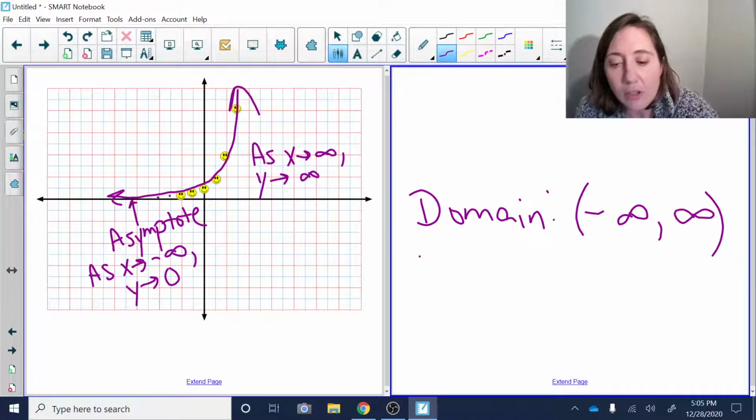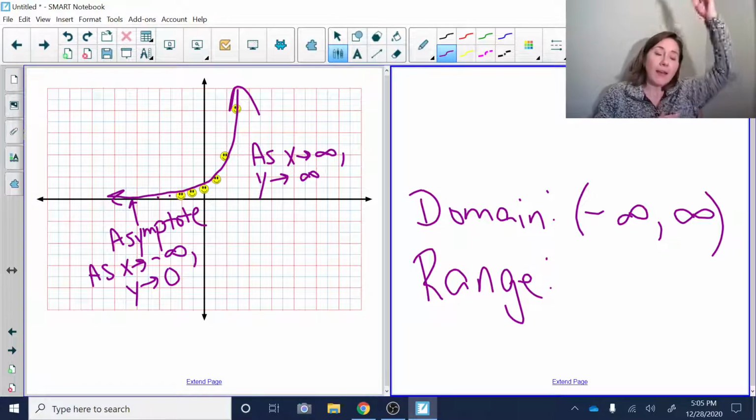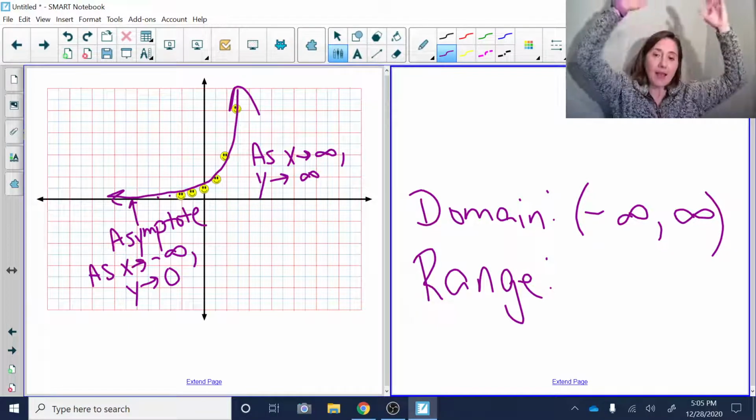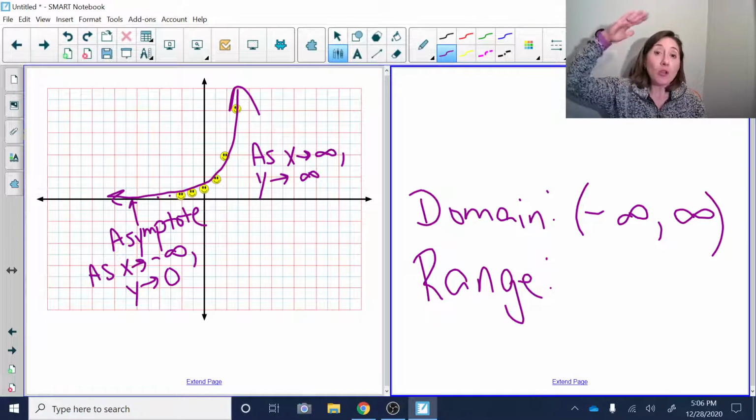Now what about the range? Range is your y, so I want to know how high it goes and how low it goes. And we name the low end first and then the high end second in our parentheses. Or we might need brackets, depends. So like the square kind. Anyway, how low does this exponential function graph go?